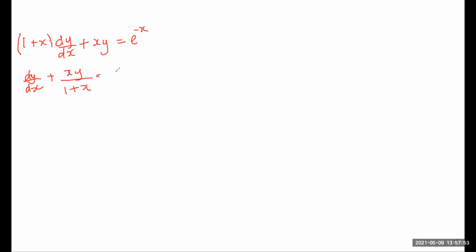Now look how I want to write that. I want to write x over 1 plus x times y. So put a bracket like x over 1 plus x, bracket y. Now you know your k and your f of x.